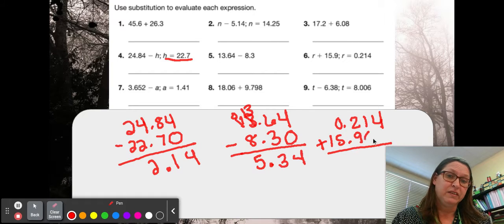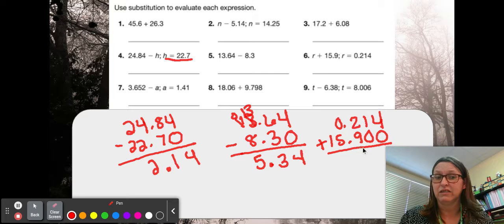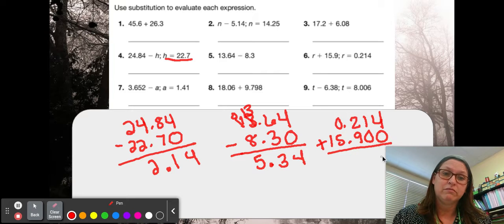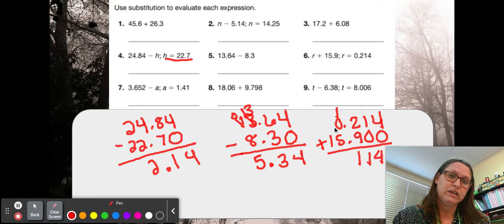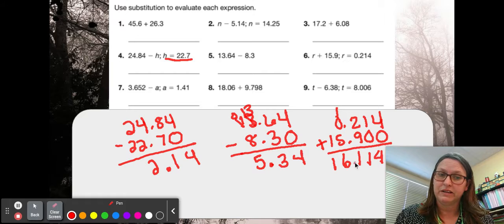Now I have to add a couple of zeros. I have to add one here and one here. Step 2, that was that. Step 3, add it. So 4 plus 0 is 4. 1 plus 0 is 1. 2 plus 9 is 11. 5 plus 0 plus 1 is 6. 1 plus nothing is 1. And step 4, I bring my decimal down. So I've got 16.114.